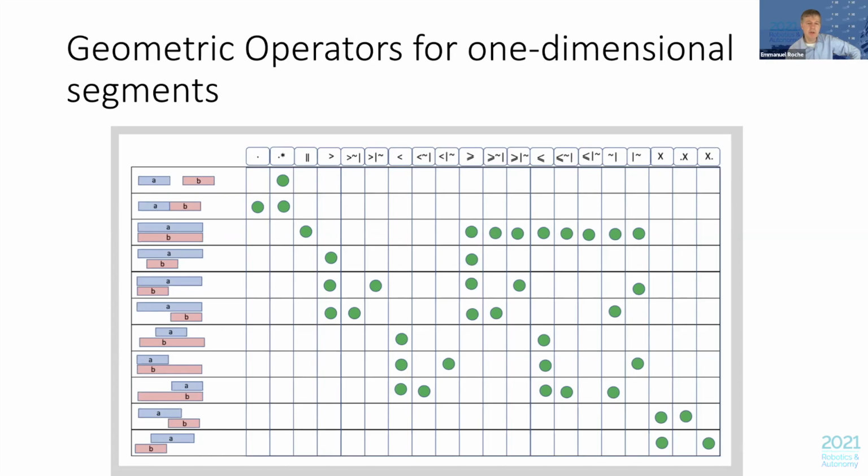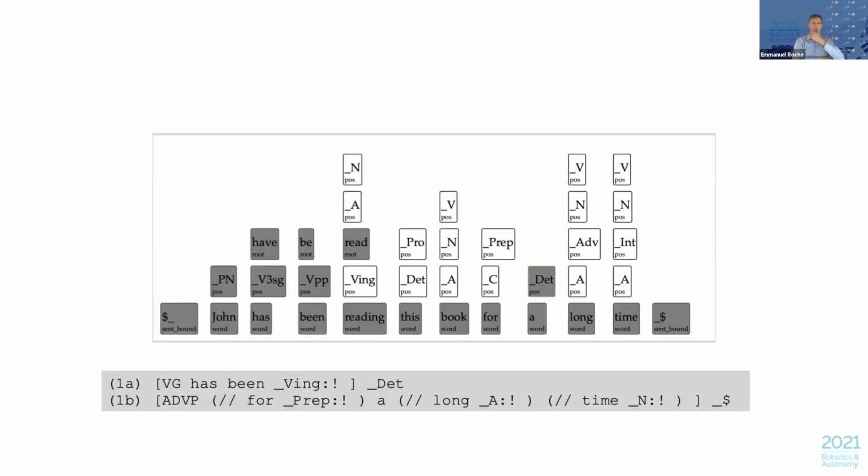So now let me go to one example. I take the sentence, John has been reading this book for a long time. And here I have, assuming a dictionary lookup, multiple possible entries for each word. For example, long could be a verb, a noun, an adverb, etc.